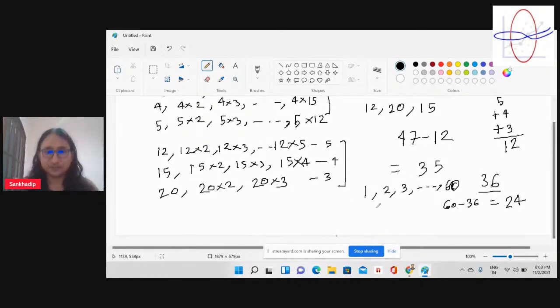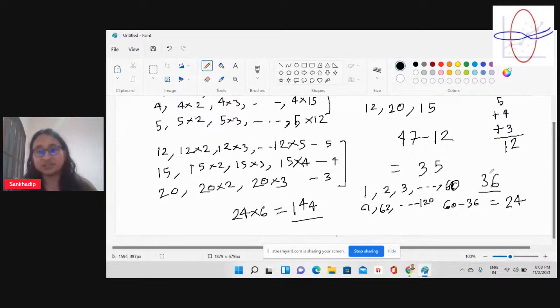Then from 61 to 120, there are another 24. For the next one, another 24. There are 6 cycles. So 24 times 6, 144 days where nobody visits.